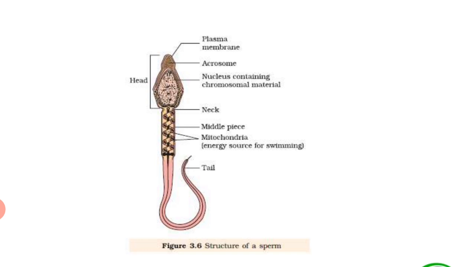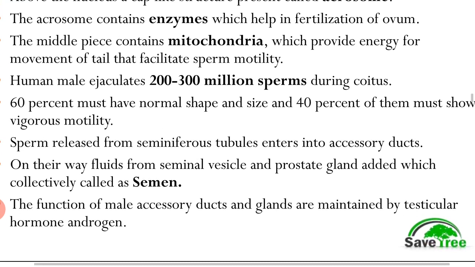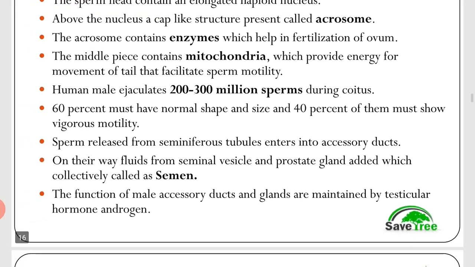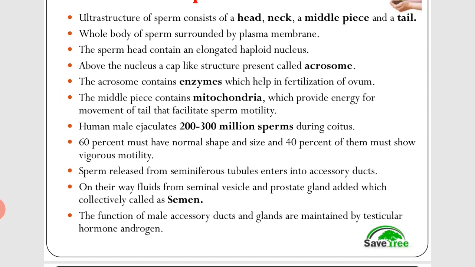Sperms, as you all know, are produced inside the seminiferous tubule, and once they are produced, they have to come out through the accessory ducts. On their way out, the fluids from the seminal vesicle and prostate glands are added, and collectively the sperms along with the secretions form the semen. The functions of the male accessory ducts and glands are all maintained by the testicular hormones, that is the androgens.